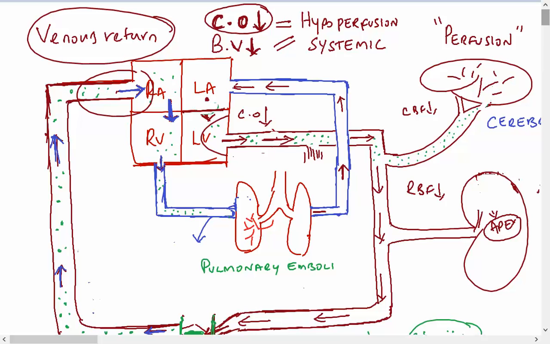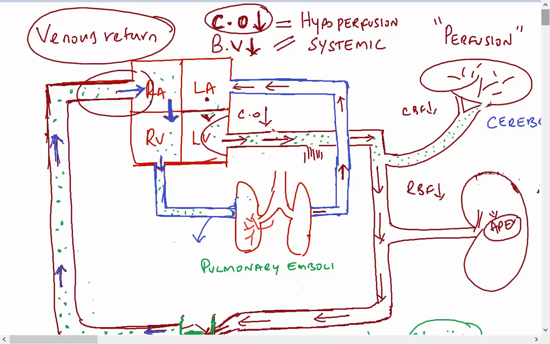Another example, it happens commonly in children in poor economic countries: severe forms of diarrhea. Okay, the fluid goes out. When the fluid goes out, automatically the blood volume goes down.